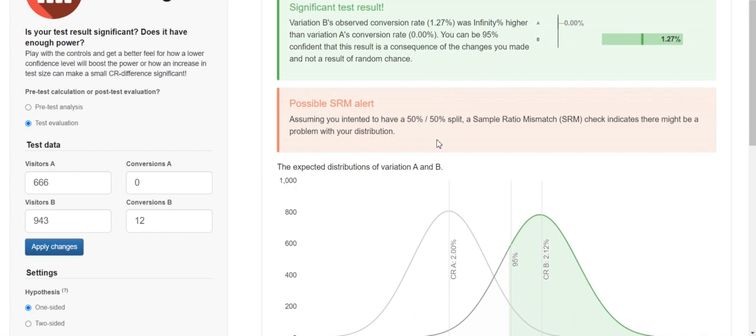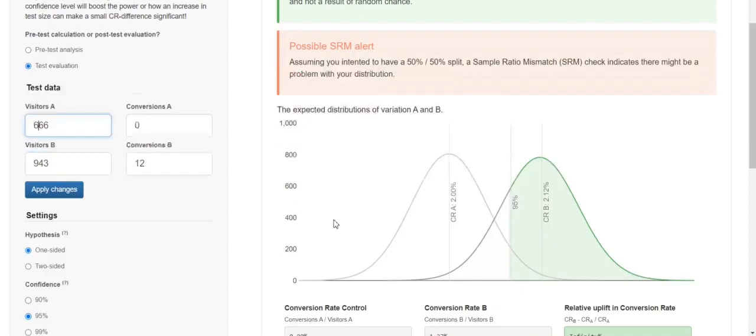But at the same time there is the possible SRM alert. Like I said, the sample ratio mismatch, rather, actually happens because the 50% split in traffic was not adhered to, right? So the number of visitors is different for the two versions, the control and the treatment.